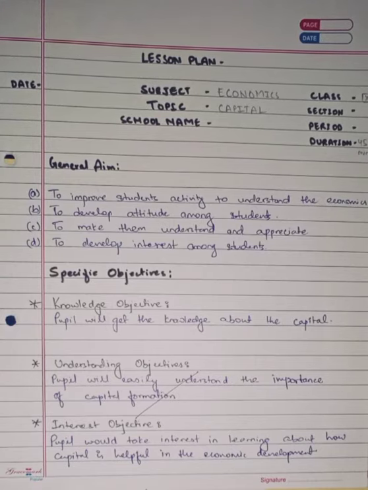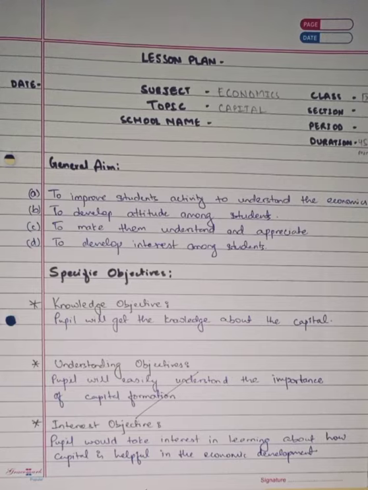Today we are going to start the new lesson plan with the topic Capital of Economics. As we know, we start the lesson plan with the date, subject, topic, school name, class, section, period, and duration. The date is at the right side of the page, and class, section, period, and duration are at the left side of the page. Subject, topic, and school name are at the center of the page. So we have to write the subject is economics, the topic is capital, and the school name.